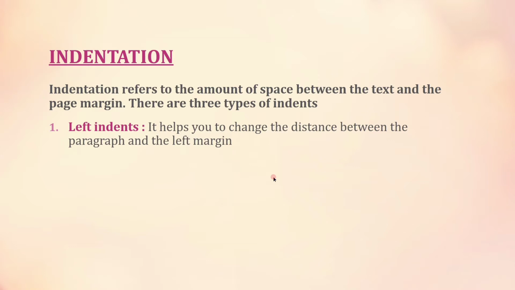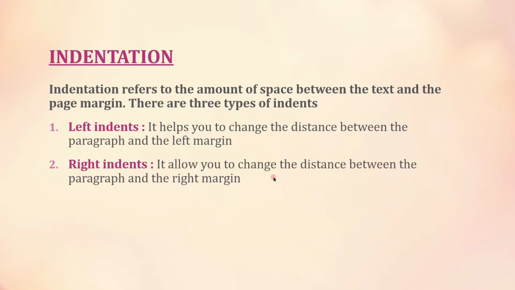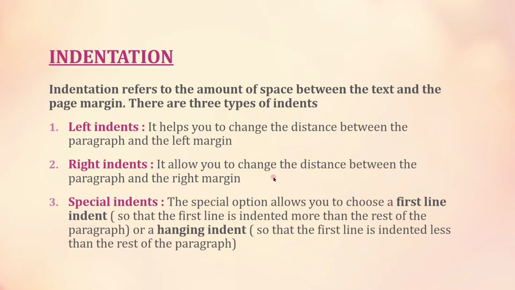First one is left indent. It helps you to change the distance between paragraph and the left margin. Second one is right indent. It allows you to change the distance between paragraph and the right margin. And the third one is special indents. The special option allows you to choose a first line indent or a hanging indent.